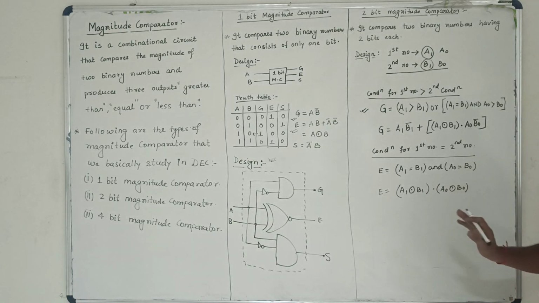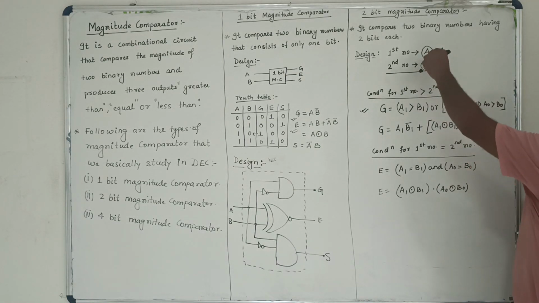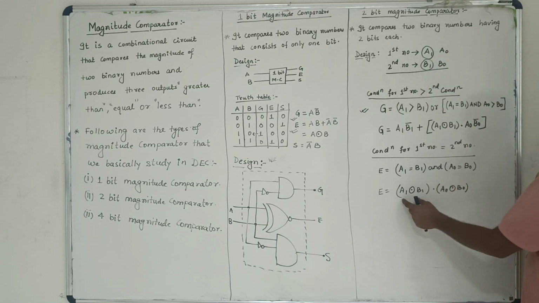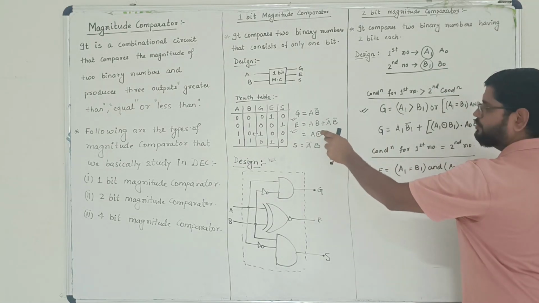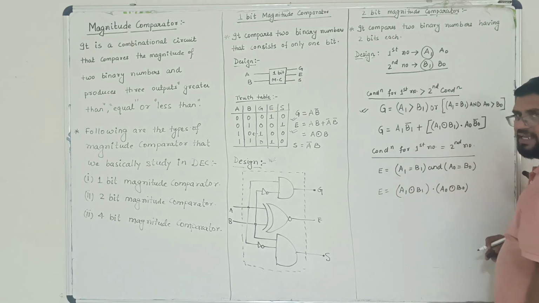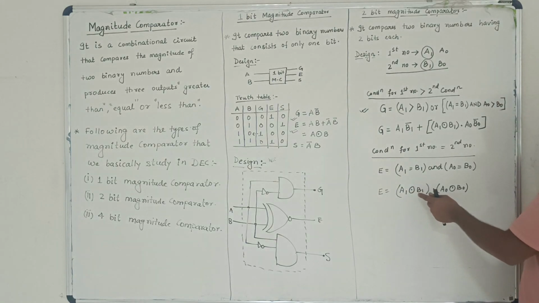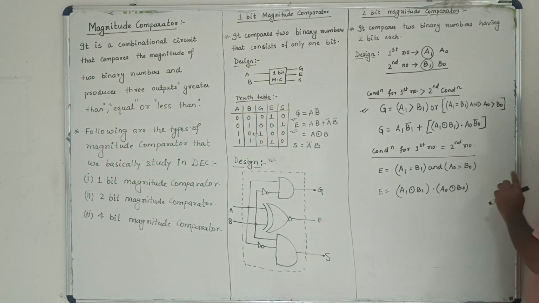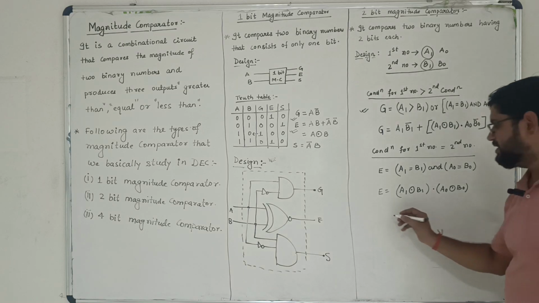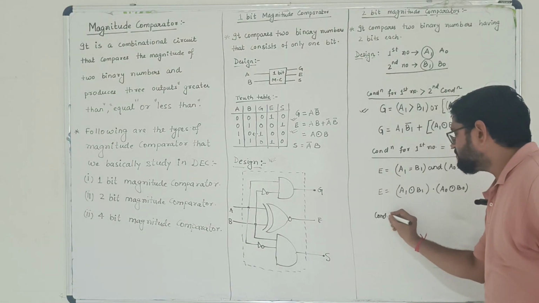I think you have got this. This is very simple. Both the numbers are equal, so this should be equal to this, and this should be equal to this. That is what I have written. And because the equal condition is satisfied by A XNOR B, therefore we have written it as A1 XNOR B1 dot A0 XNOR B0.